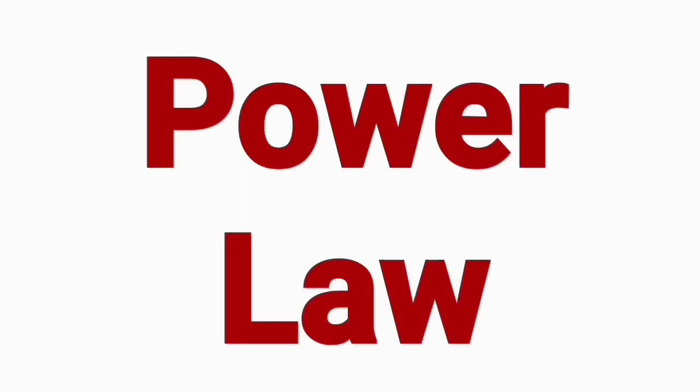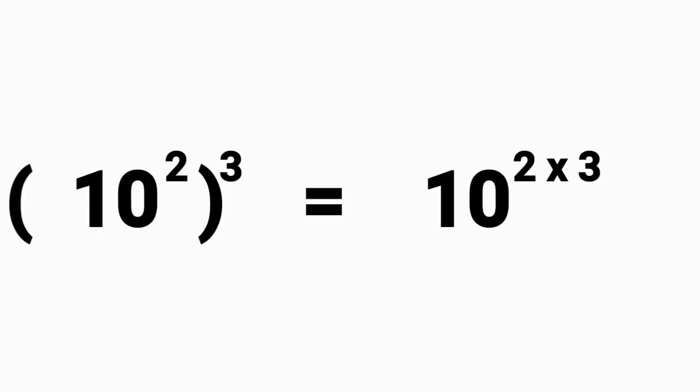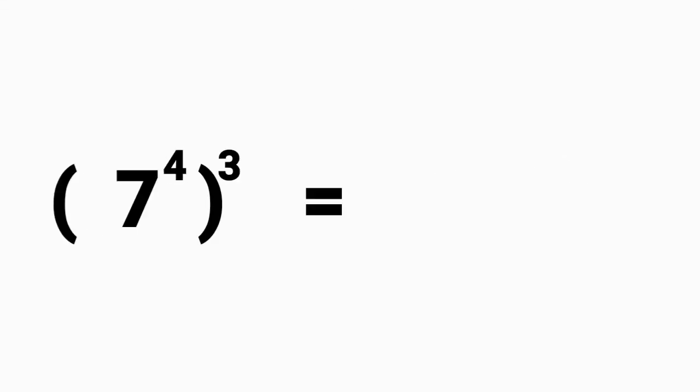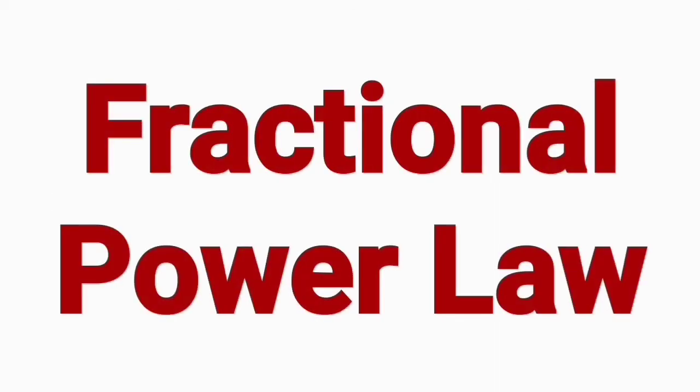Let's look at another law, the power law. This law states that x raised to power a, in brackets, raised to power b is equal to x raised to power a times b. For example, 10 raised to power 2, in brackets, raised to power 3 is equal to 10 raised to power 2 times 3. Also, 7 raised to power 4, in brackets, raised to power 3 is equal to 7 raised to power 4 times 3.